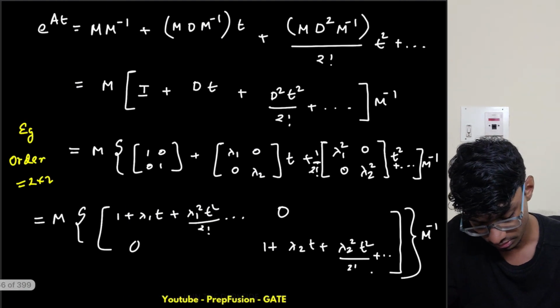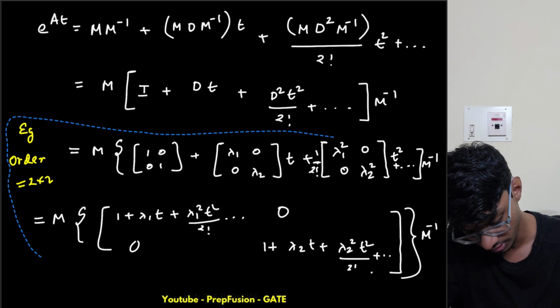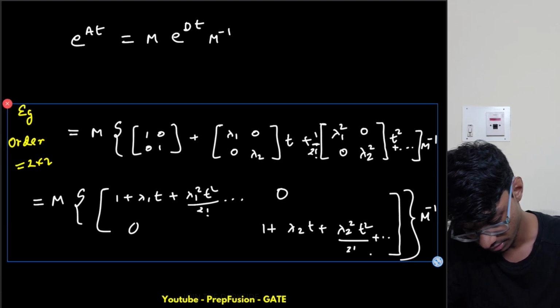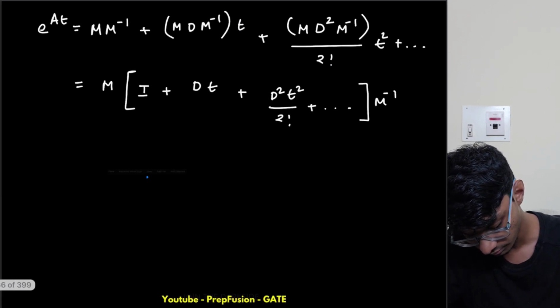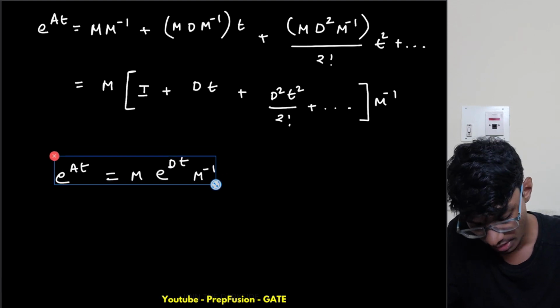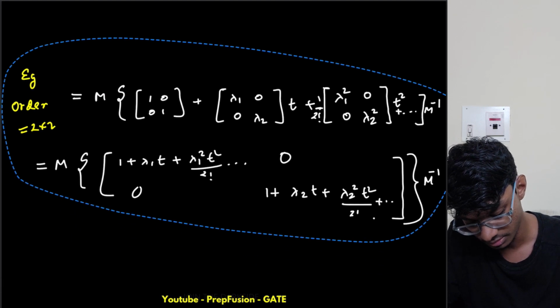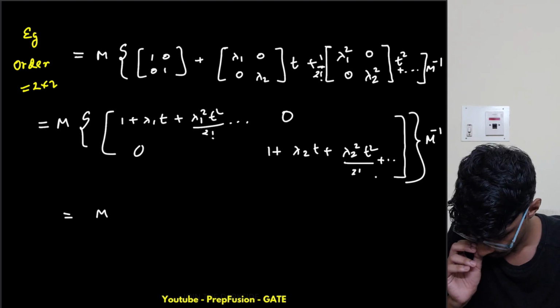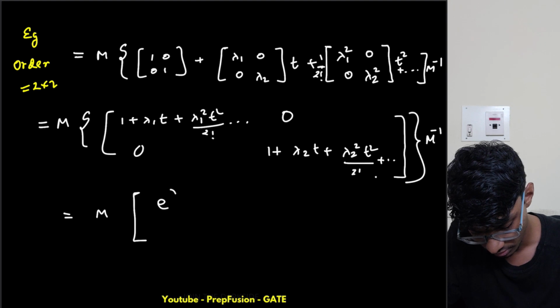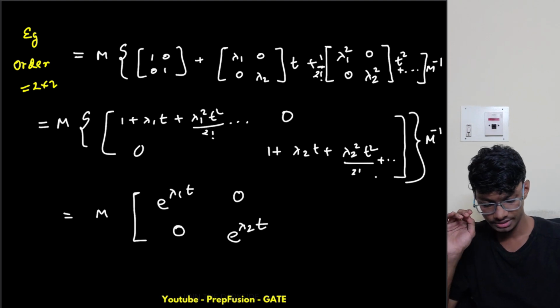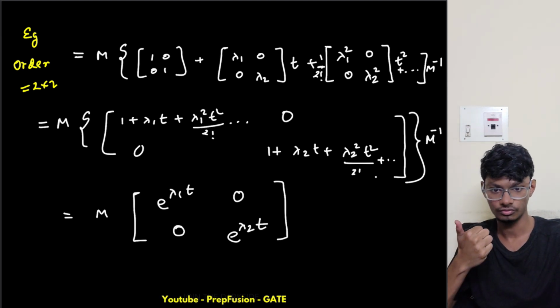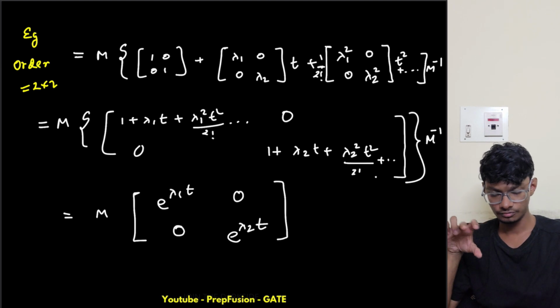Actually, I should write this after this proof, here, and that would be more in sequential manner. So let me say this is here only, and this is M inverse. Now this e raised to power Dt, I can simply expand this. So for a 2 cross 2 matrix this becomes M times e raised to power lambda 1 T, 0, 0, e raised to power lambda 2 T. So yeah, this was the basic crux of this proof. I hope you got the proof.